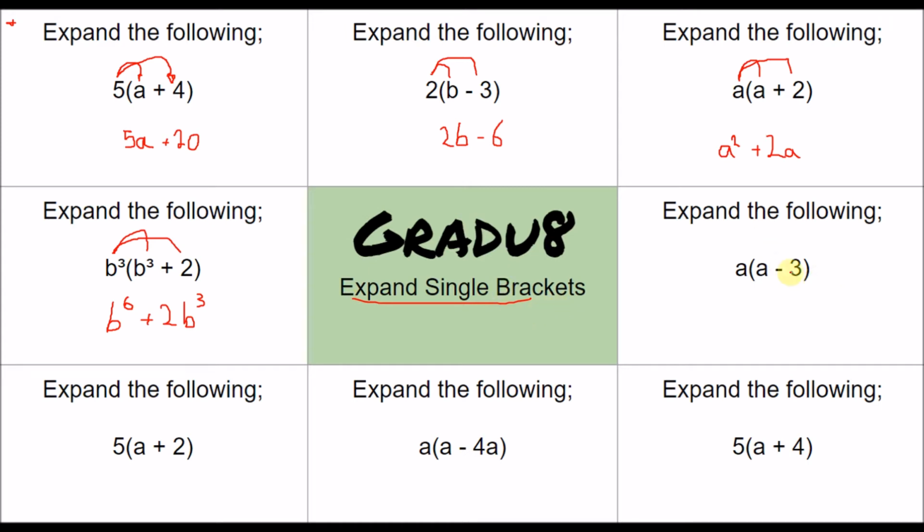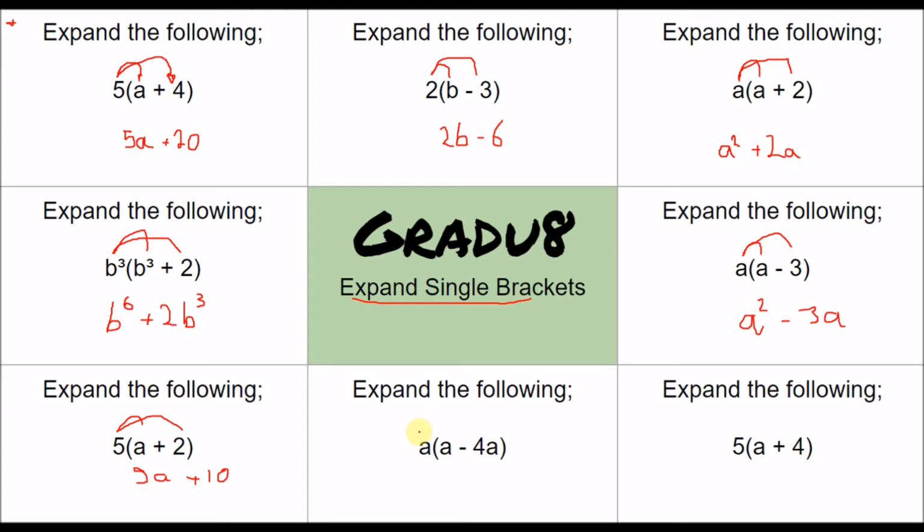On this side now, a times a is going to be a squared, you've seen that before, and a by minus 3 is going to be minus 3a. Remember that negative sign is really important. Down here, 5 times a is 5a, and then 5 times positive 2 is add 10. So that answer, though it looks slightly squashed, is 5a add 10.